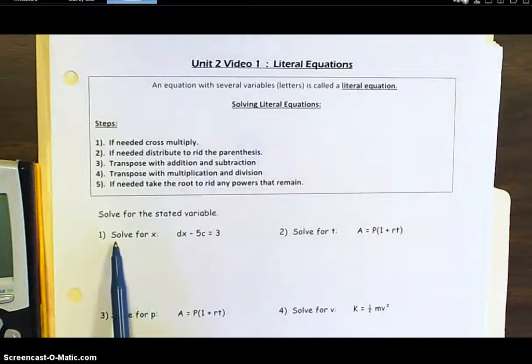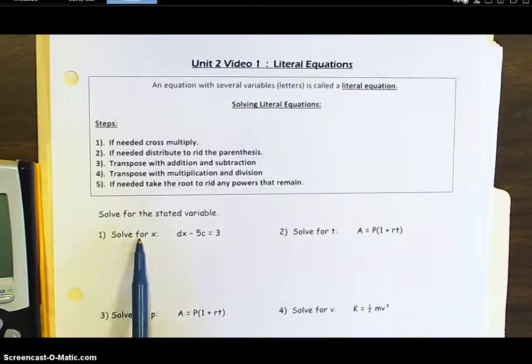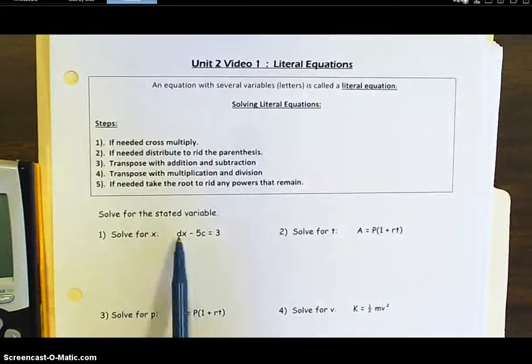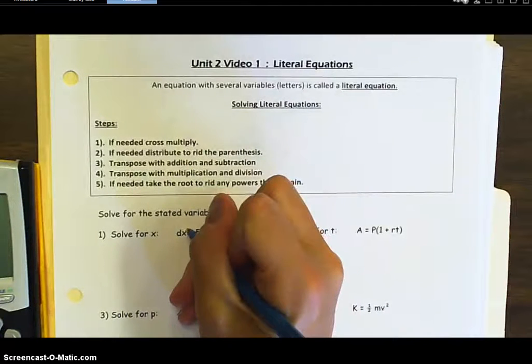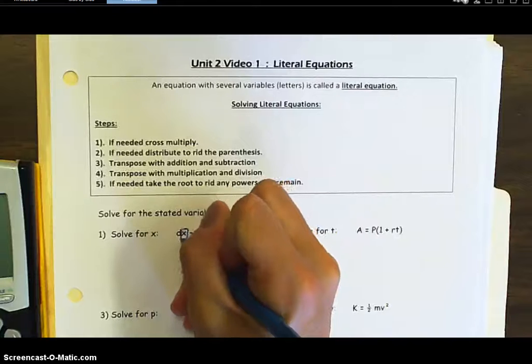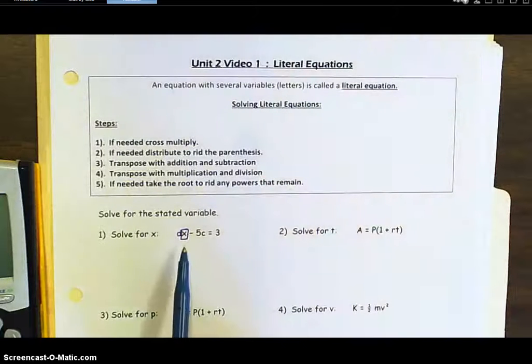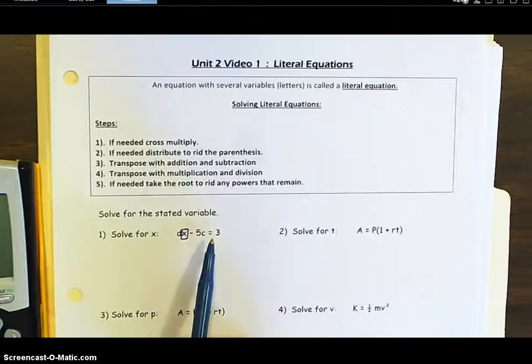Okay, so let's give it a try. Number 1, solve for x. The first thing I'm going to do is look at my equation. Right now it's equal to 3. I want to make it equal to x. So I want to keep my x right where it is, and I want to move everything else to the other side. So let's go through our steps.